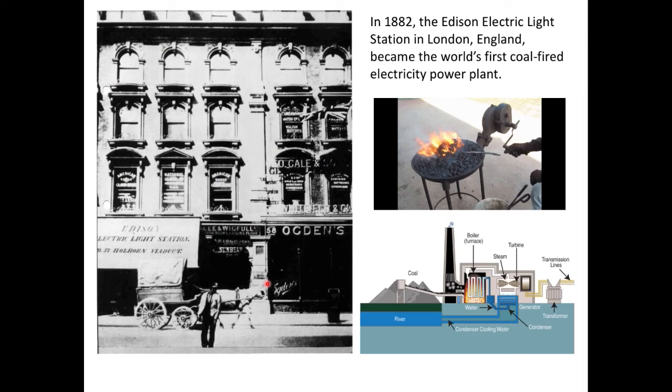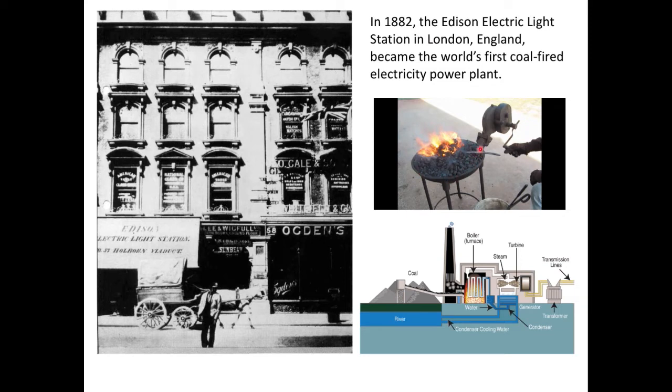So what do you need if you want to have electric lights? You need electricity. So Edison and his partners were also responsible for building the first coal-fired electric power plant. On the left-hand side is a photograph of the first electric power plant, or the building that housed it. And they did this in 1882. The first one was in London, England, and then they built one in New York City.